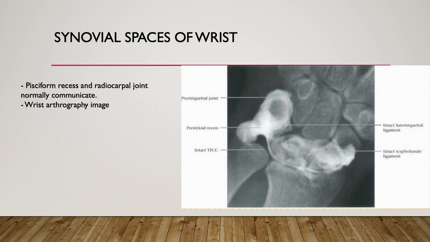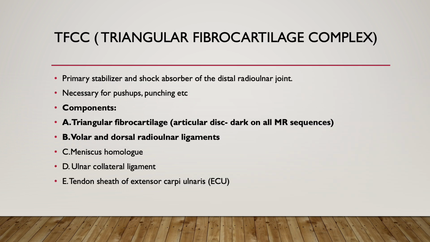There are synovial spaces in the wrist. Okay, so we know there is something known as the pisiform recess and the wrist joint known as the radiocarpal joint, which are normally communicating. So we undergo arthrograms to see these spaces. Here in wrist arthrography, we can see the pisiform recess, the pisotriquetral joint as well as the rest of the wrist. The triangular fibrocartilage complex that we'll see in further lectures is intact. So this is the TFCC. This will be covered in the next lecture.